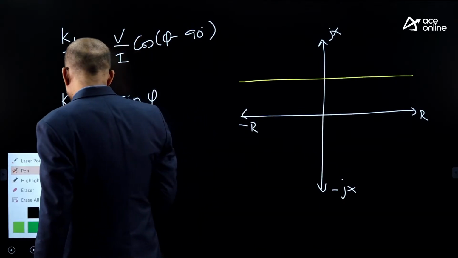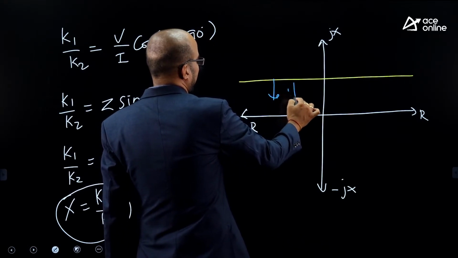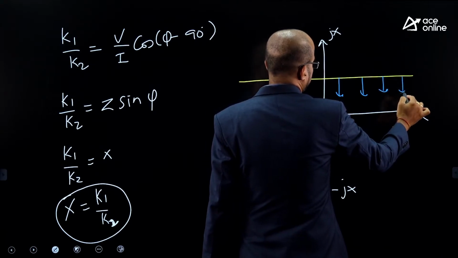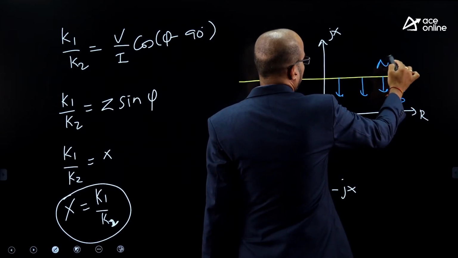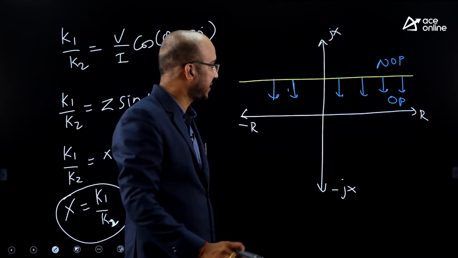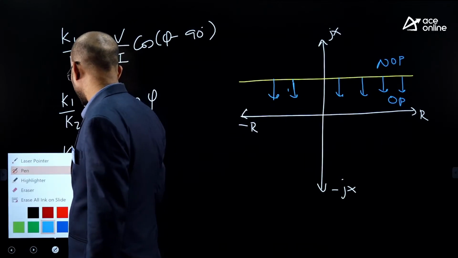So what will be the operating region? Below the line or above the line? Operating region is below the line. So reactance relay operating region is below the line. Above the line it is non-operating region. So this is about the characteristic of the relay.